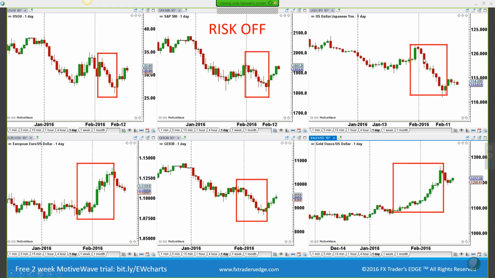The dollar was dropping. Yen is considered, when the market buys yen, it's considered a risk-off trade. The euro was moving up, which is dollar down as well. The DAX lower, and gold higher. As you know, gold and the US dollar have an inverse relationship.